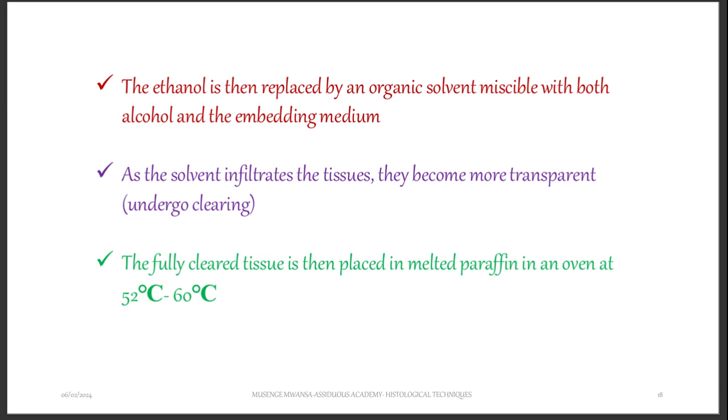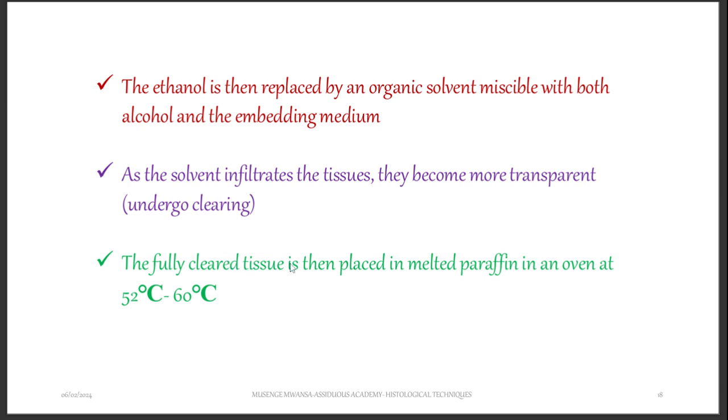Hope that's clear. Okay, so as this solvent enters the tissue, the tissue is going to become more transparent. That's why we call this clearing, because once you are removing this alcohol and the organic solvent is replacing it, entering the tissue, it becomes clear, and that is why we call this clearing.